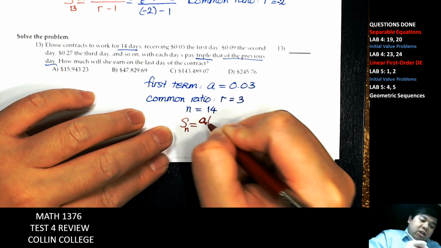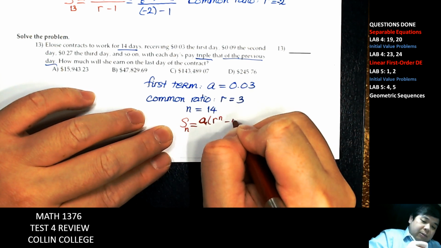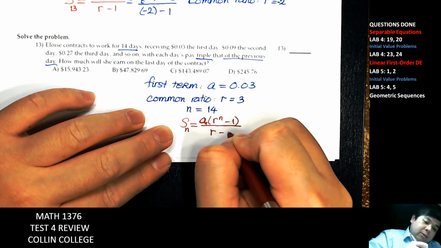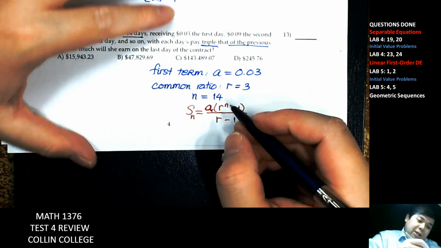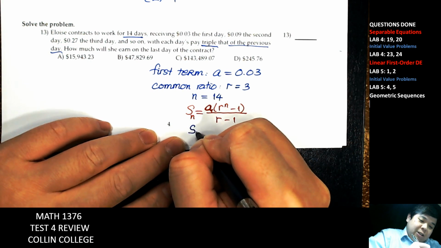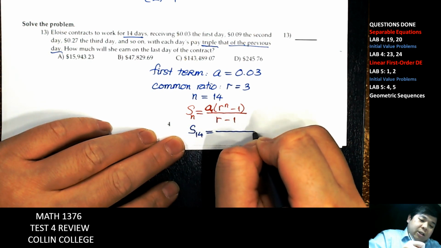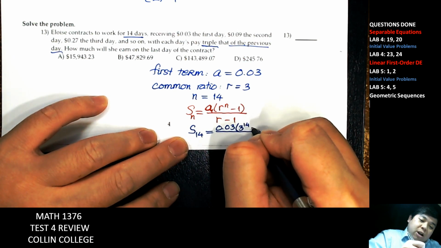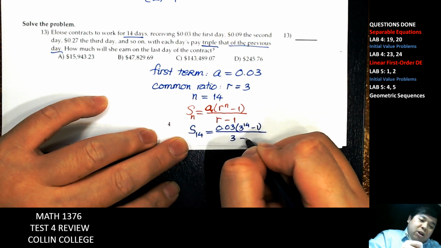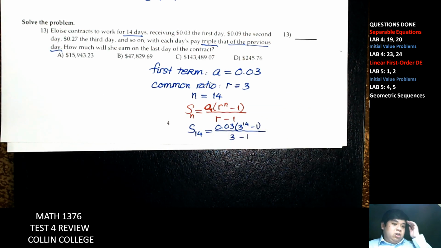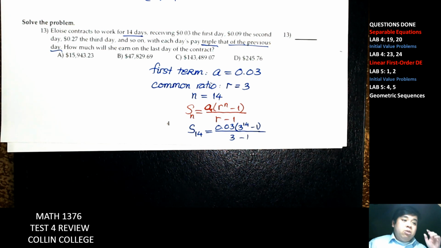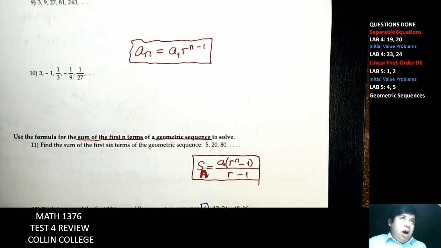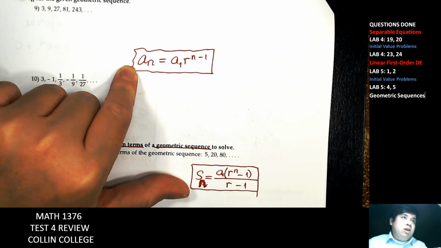either A or A1, it doesn't really matter. So 14 terms. The first term is 0.03, and then 3 to the 14 minus 1 over 3 minus 1. Again, I'll let you do this calculation. It should be simple. Right, so that is the geometric sequence. We do not work any particular problem. Pretty much there will be two formulas, the n-th term and the sum of the first n terms.